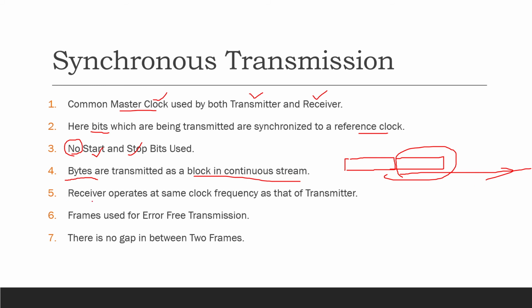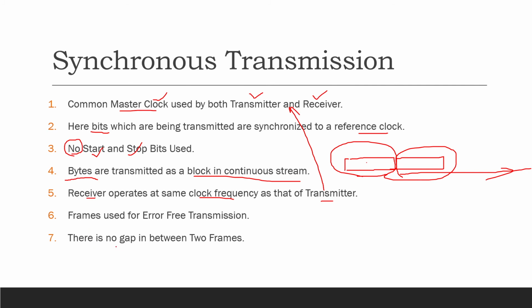Next is that the receiver operates at the same clock frequency as that of the transmitter. This statement is quite similar to the first statement, that a master clock is there, meaning receiver and transmitter operate at the same clock frequency. Next is frames used for error-free transmission. Such frames or blocks, also called a block or a frame, are utilized for error-free transmission. So this is reliable information transmission.